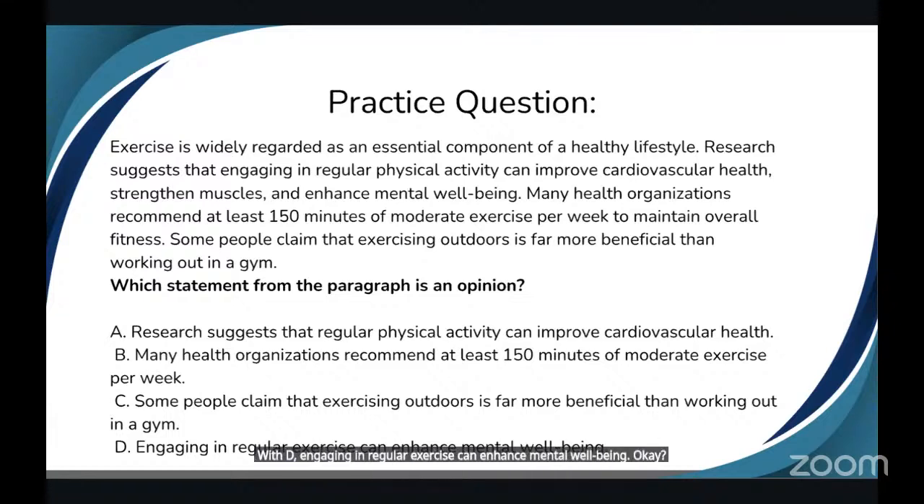Okay. Now, if you missed this one, it's probably because of the way it's worded. Engaging in regular exercise can enhance mental well-being. Now, this is something that could change from person to person, but based off of the research, it is suggesting that it could enhance mental well-being. So therefore, that is something we could go look up because we could go evaluate the data.